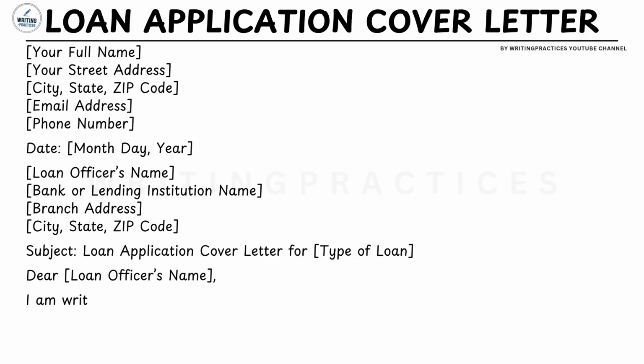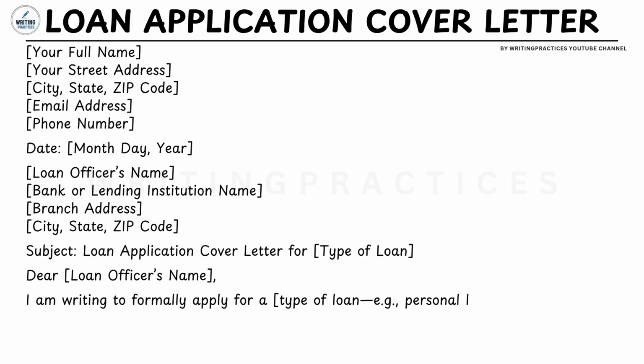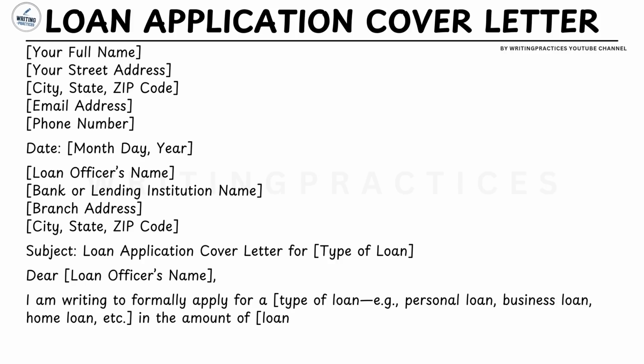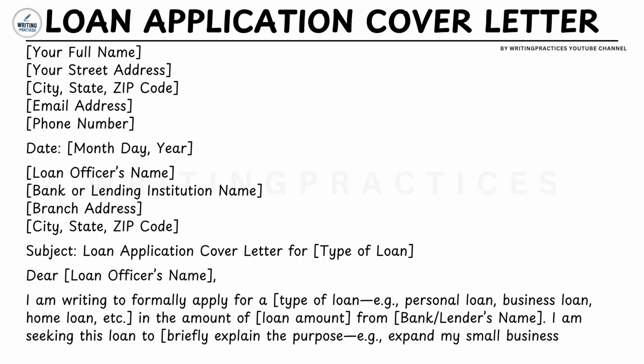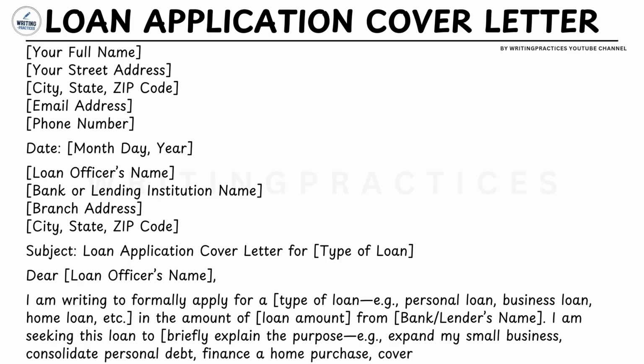Opening paragraph. State the loan request and its purpose. In the opening paragraph, you want to clearly state why you're writing the letter. Mention the type of loan you're applying for, the amount you're requesting, and what the loan is for. For example, "I am writing to formally apply for a personal loan in the amount of $20,000 from ABC Bank. I am seeking this loan to consolidate personal debt and cover upcoming educational expenses." This section is all about clarity. Make it easy for the loan officer to understand what you're asking for and why. Don't leave out the amount or the purpose. These are crucial pieces of information that help your application look serious and well thought out.